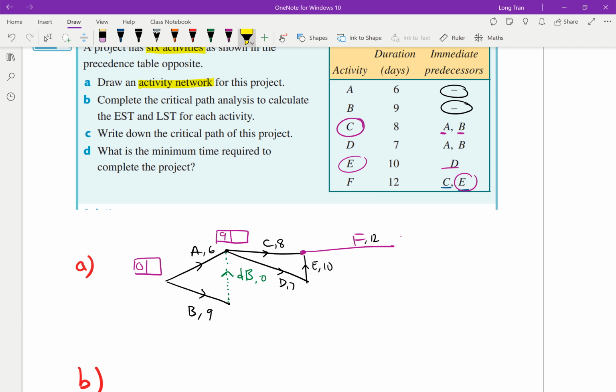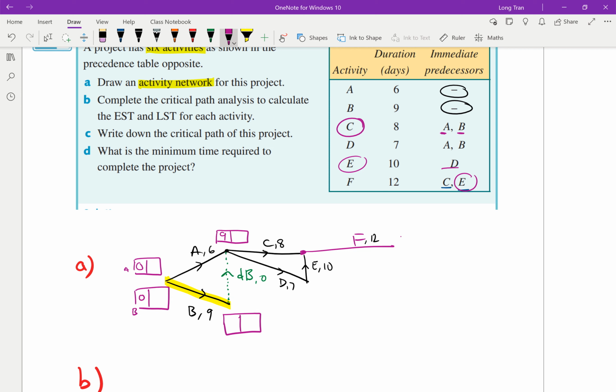So this is considered a critical path, but let's continue on with these boxes so that you can understand what I'm doing. I'm just going to do these early start times and late start times. So here we go. I like to think of it as this is the A component, and then this is the B component.